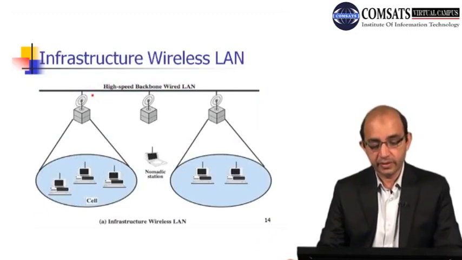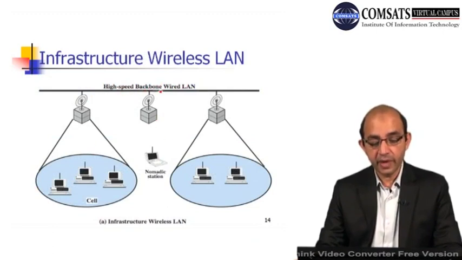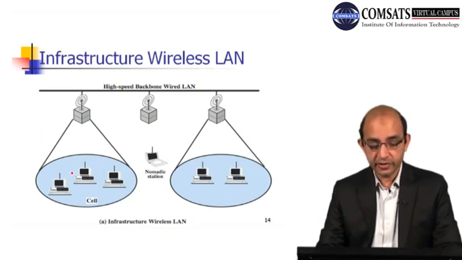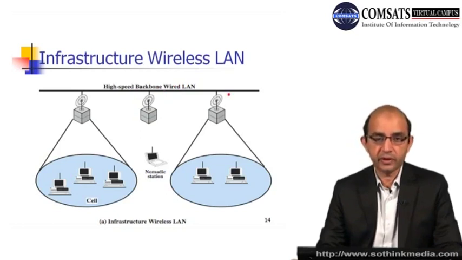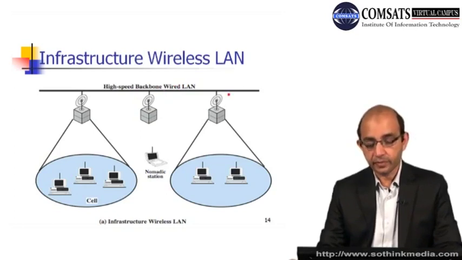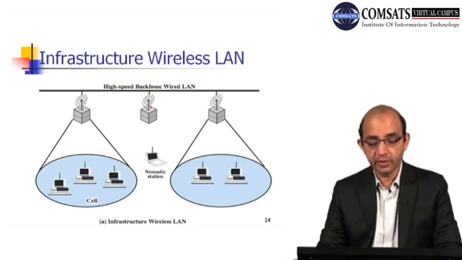So here, this is the overall wireless LAN infrastructure scenario. You can see the high-speed backbone wired LAN. This is the key requirement in order to provide services for wireless infrastructure. This is the high-speed backbone, and that is wired. That can be fiber optics, or maybe coaxial cable, or gigaspeed UTP.